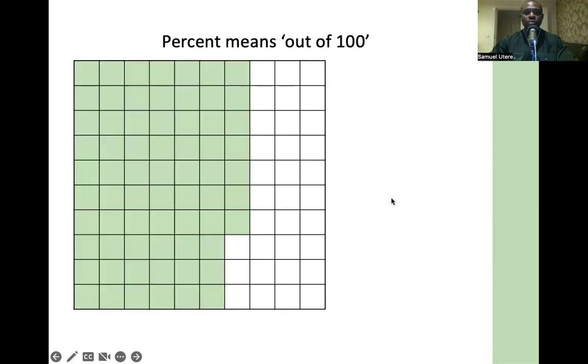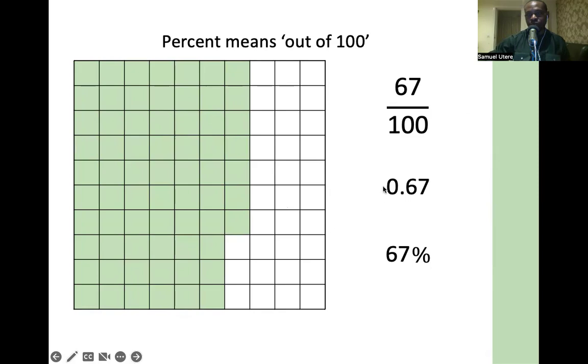What about this one? Here we see that 67 squares are shaded. So we have 6 columns, which is 60, and then 7 squares. So that's 67/100ths. Of course, if we write it as a decimal, that is 0.67, and it's 67%. Why? Because percentage means out of 100. So if we have 67/100ths, 67 over 100 is 67%.